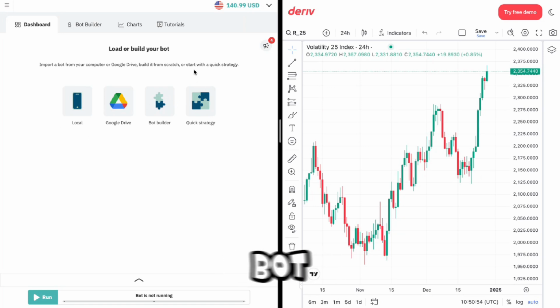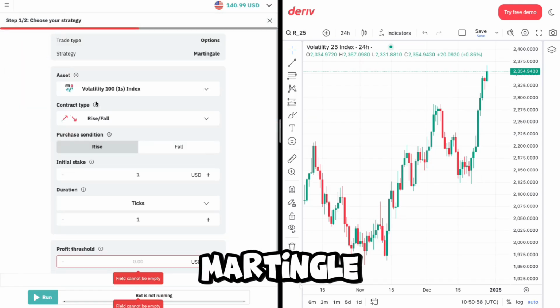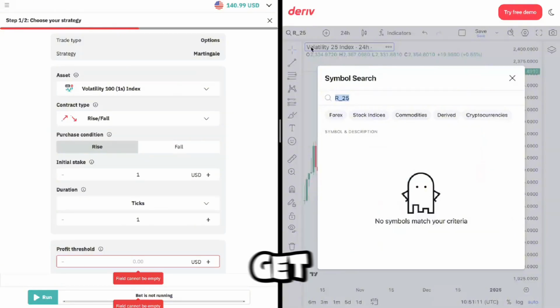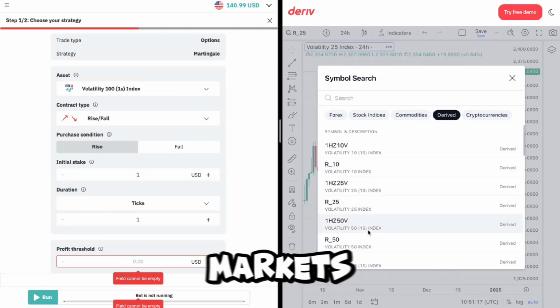So I'm going to create the bot by going through quick strategy and martingale. So this is what I use to create rise and fall bots very quickly. On the right hand side, I have TradingView. You can get the markets here. You just need to delete that and click Deriv, and then you'll see all the markets here.